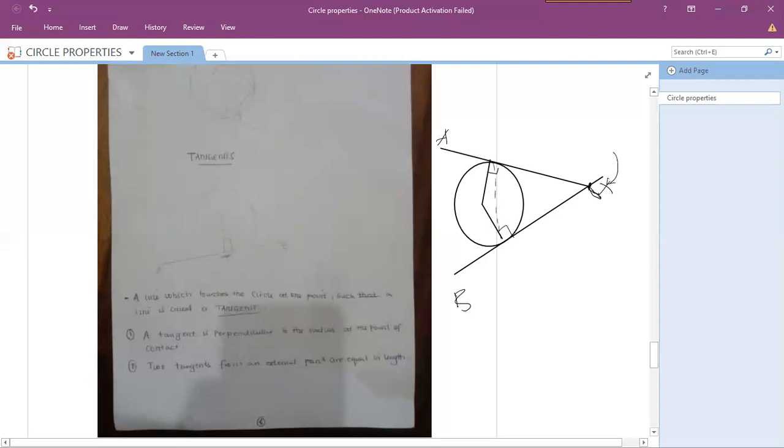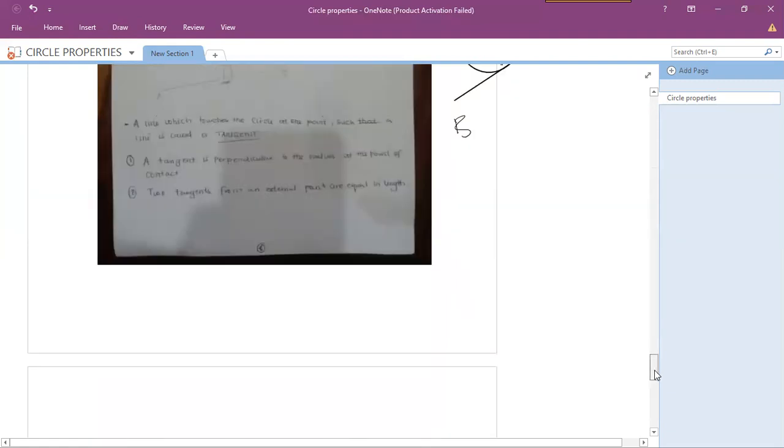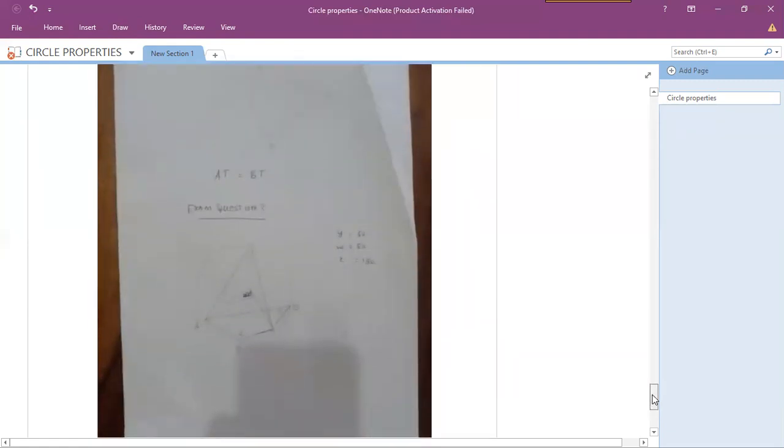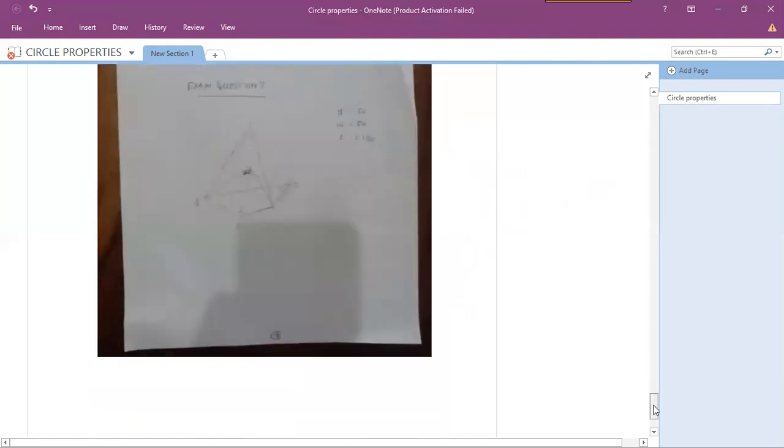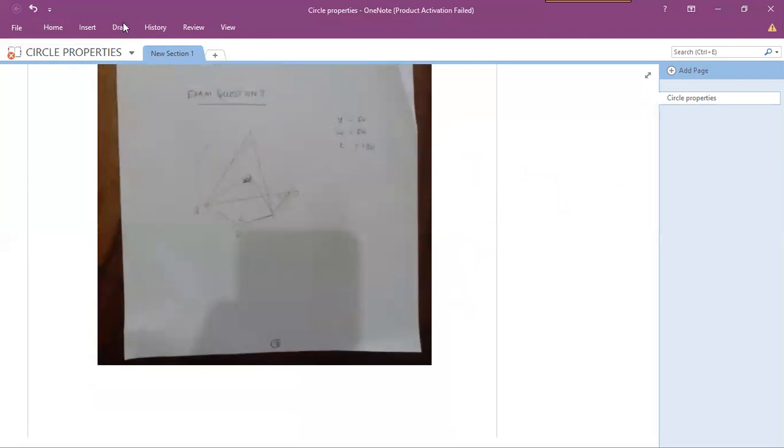They might make an angle there, and they might say find this angle there. They can do a lot of funny things, but all the questions are just going to come based on these circle properties. So let's now go to an exam question. So this is what I was saying, two tangents coming from an external point are equal in length. Let's do this final question here.